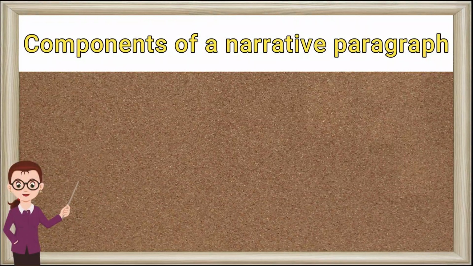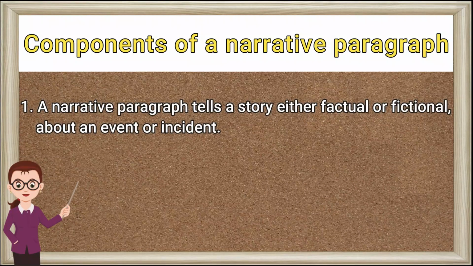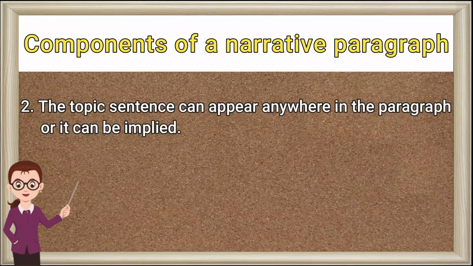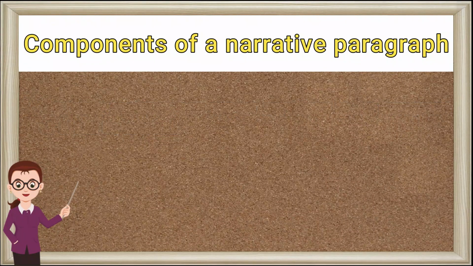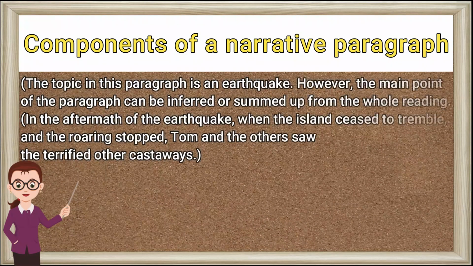Components of a narrative paragraph. 1. A narrative paragraph tells a story, either factual or fictional, about an event or incident. 2. The topic sentence can appear anywhere in the paragraph, or it can be implied. The topic in this paragraph is an earthquake. However, the main point of the paragraph can be inferred or summed up from the whole reading. For example, in the aftermath of the earthquake, when the island ceased to tremble and the roaring stopped, Tom and the others saw the terrified other castaways.